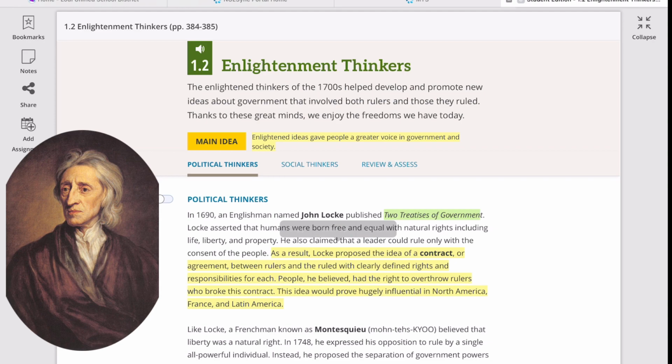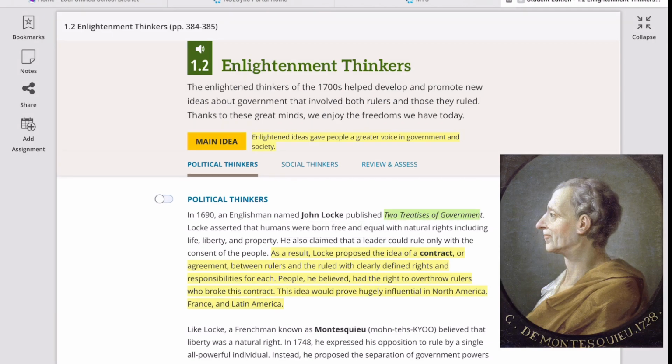A good example of this social contract is between the British Empire and the 13 colonies. They believed that the British Empire, through King George, violated so many natural rights. And because of this, the Founding Fathers declared what we call the Declaration of Independence. In this Declaration of Independence, they stated that they were breaking the agreement, the contract, between the British Empire and the 13 colonies, which eventually led to a revolution and, of course, the formation of the United States of America.